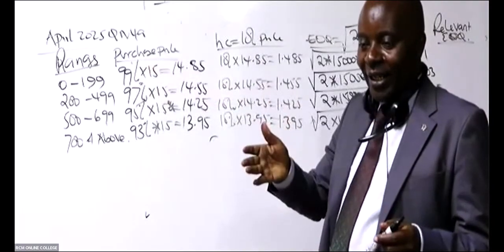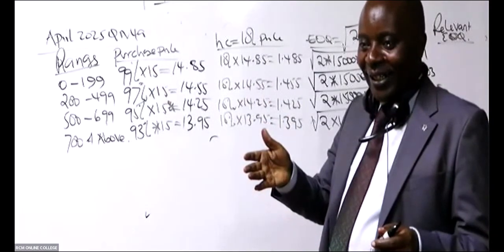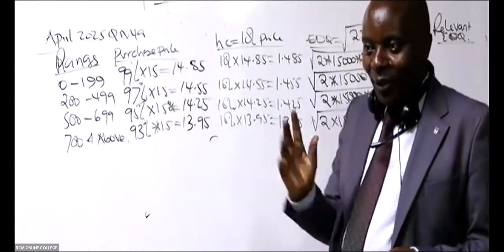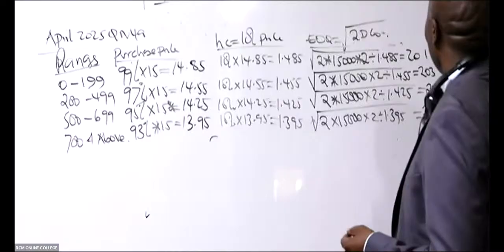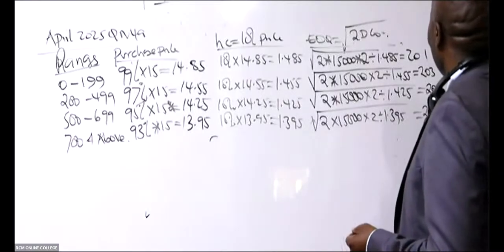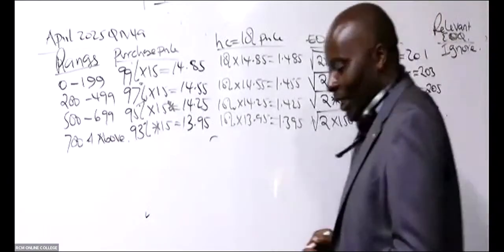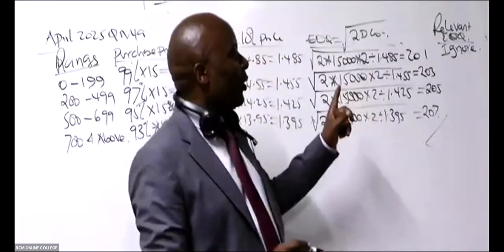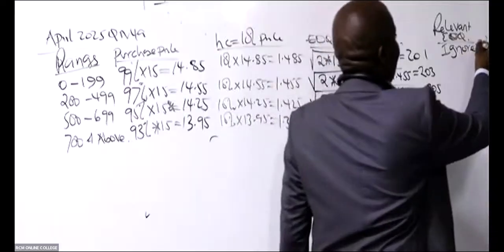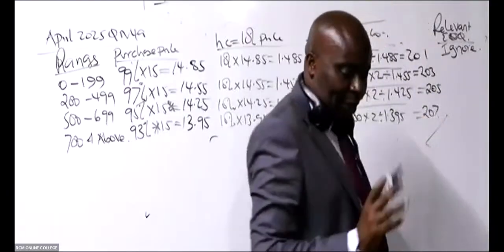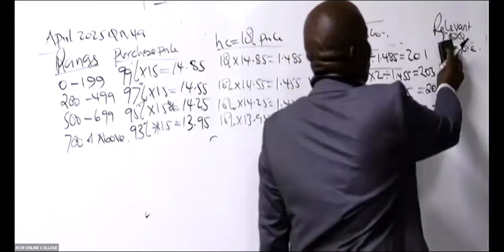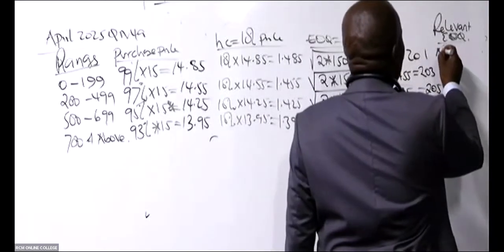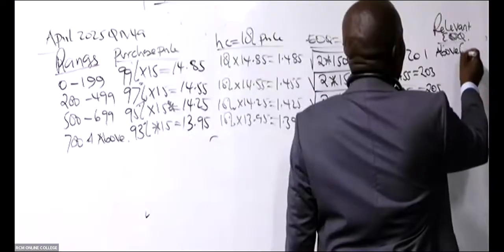Within? Are you sure? It's above, isn't it? And if it's above, what do we do? Ignore. So this is above. Actually, you can even write there above. That's what we should have done for revision. 201 is above. So ignore.